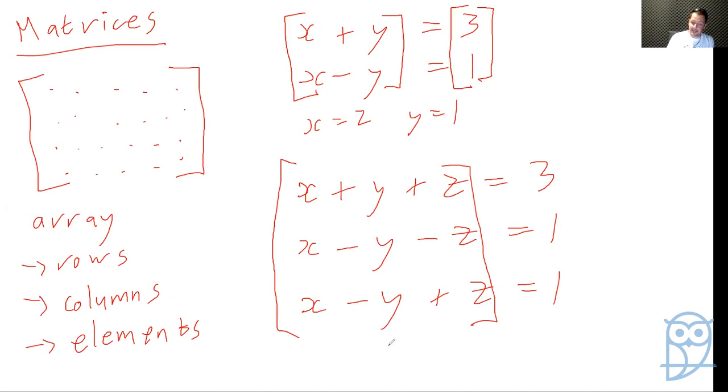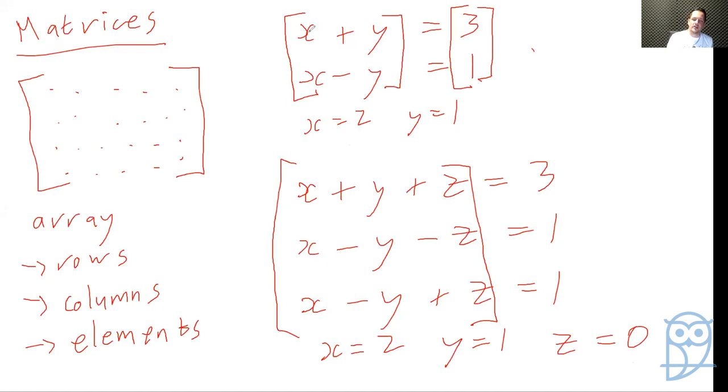What I can tell you is that I've set this up so that x is still 2, y is still 1, and z, said my mental maths wasn't very hard, was simply 0. Now you might say, oh, how am I meant to know that? Well, you aren't meant to know it, you're meant to work it out. So I'm going to show you how to solve this over here.